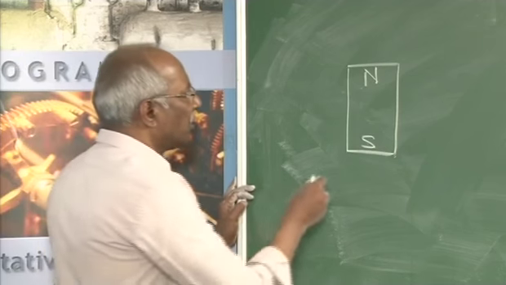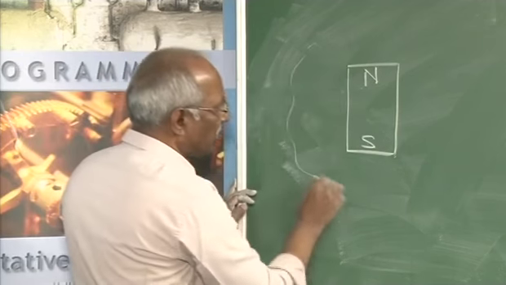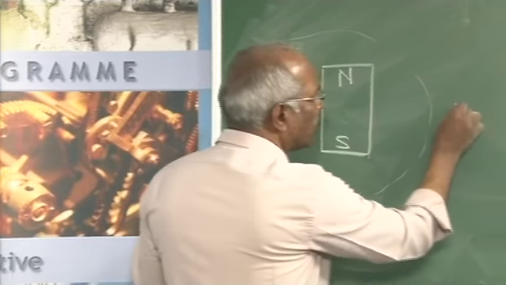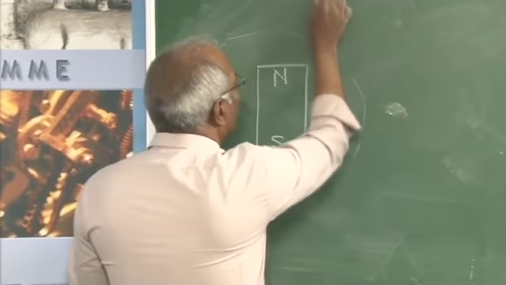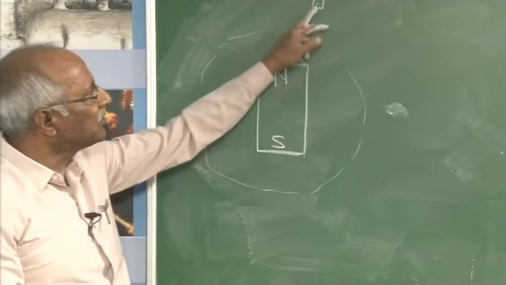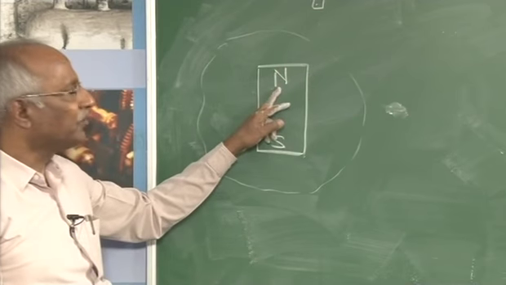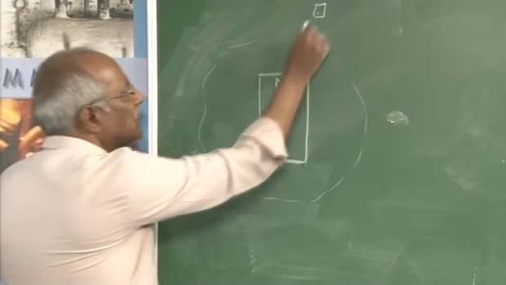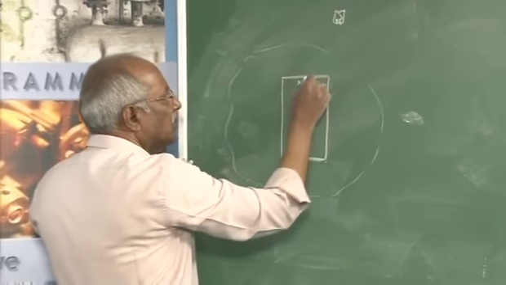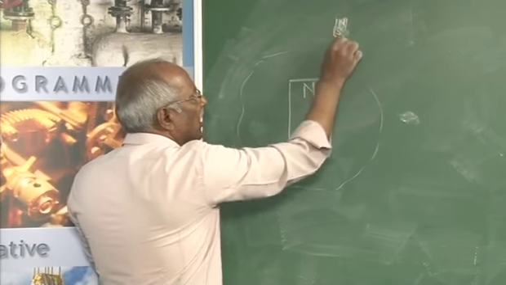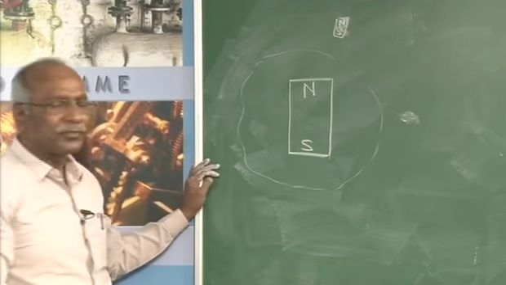Say if this has some region, for example here, if I keep another magnet here, it may not be attracted. So therefore you can say this is not in the field of magnetic field. However, when I bring it here, if this is north and this is south, obviously there will be force of repulsion. If it is south and this is north, obviously there will be force of attraction.